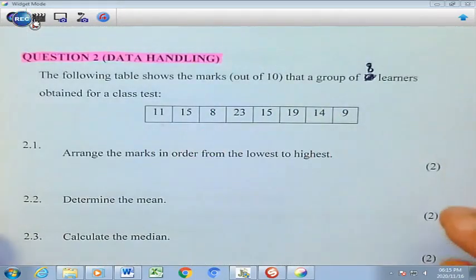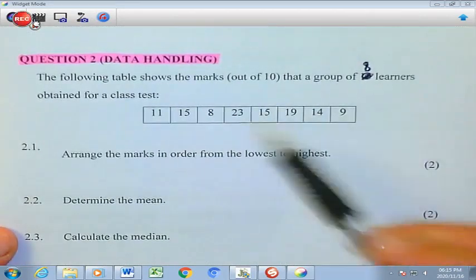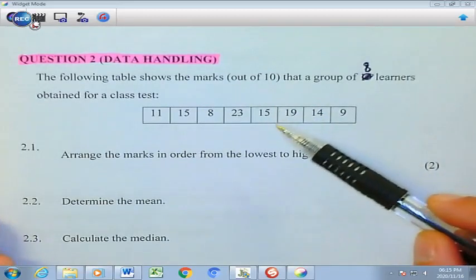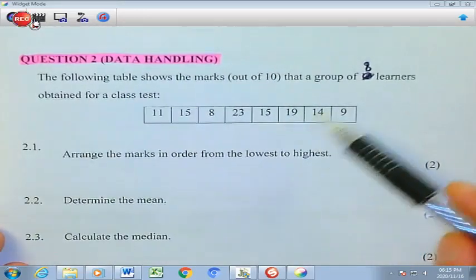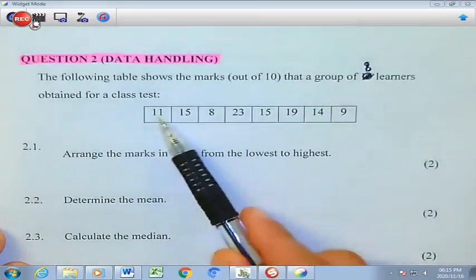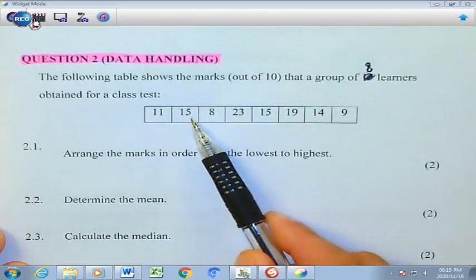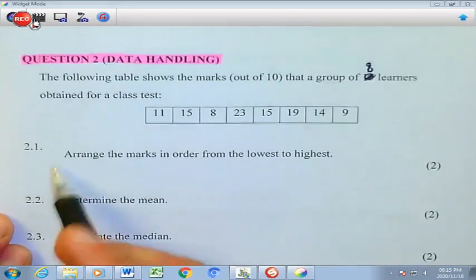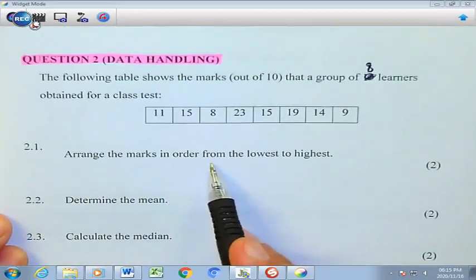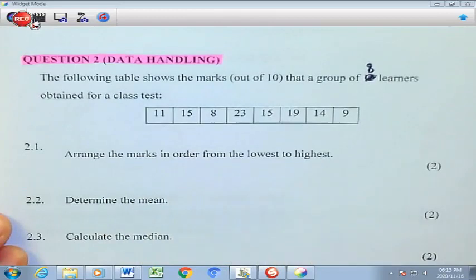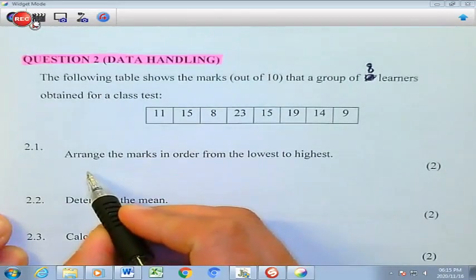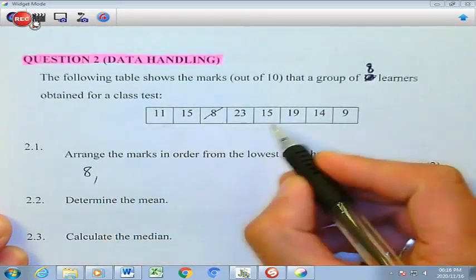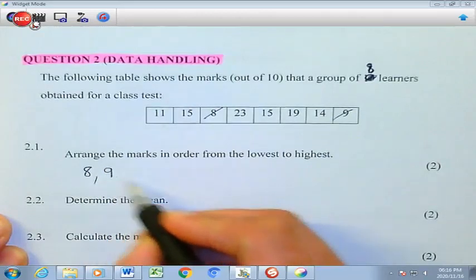We are continuing with question number 2, data handling, and this question refers to this table which was a test written by a particular class of 8 learners, and these were the test results: 11, 15, 8, 23, 15, 19, 14 and 9. So the first question is, arrange the marks in order from lowest to highest. So you're going to take number 8 out, and there you've done that, number 8, comma, you take number 9, which is the next one out.